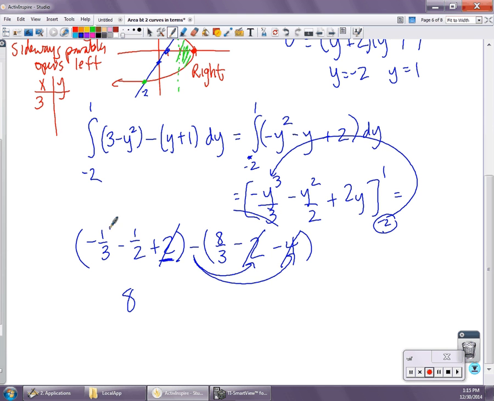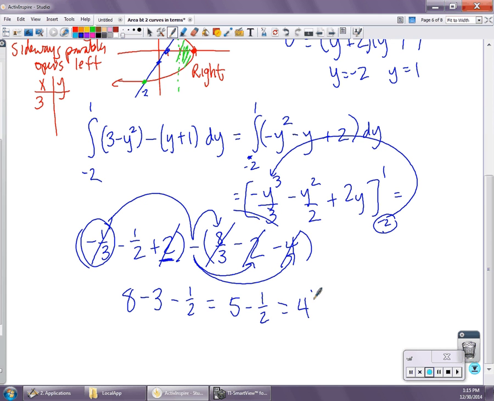I have a negative 1/3 minus 8/3 makes negative 9/3, which is negative 3. So gone and gone. And then I have a minus 1/2, so I have 5 minus 1/2, which is 4 and 1/2, which is the area bound between those two curves.